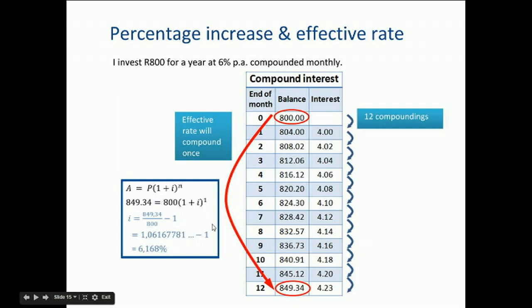And as we see, using the compound interest formula now, I've taken the principal amount of 800 Rand. I'm trying to work out the interest rate. That's why there's an I there. And it's I1 because it's compounded once in the year. And by convention, we don't write that one. And the 849.34 is the amount I accumulated by the end of the year. Doing the algebra and the substitution, when I solve for I, I get 6,168, which is what I expected. That's where the percentage increase and the effective interest rate are the same thing.